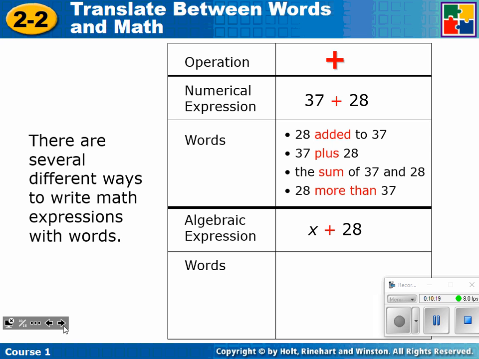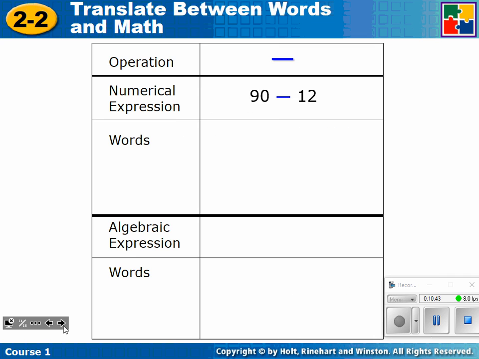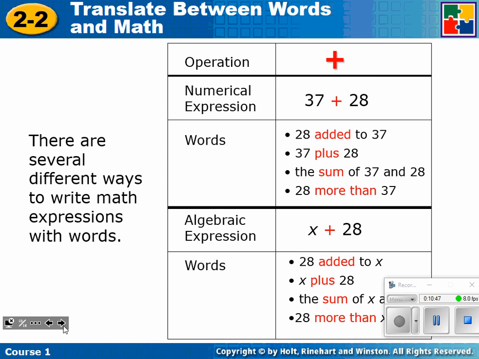Okay? What's another way to say that, Austin? The sum of x and 28. Give me another way. Espen. 28 added to x. Give me another one. 28 more than x. Okay? So 28 more than x.